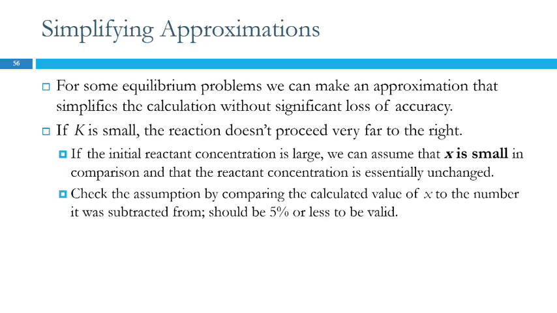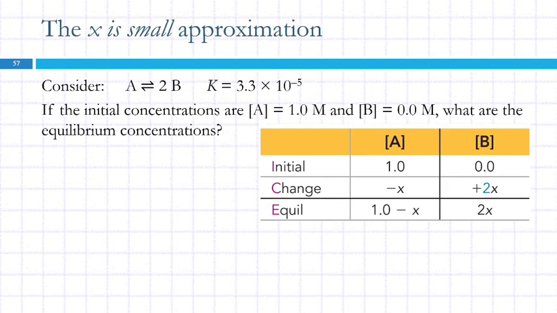We do always have to check this, though. So we check it by comparing the value of X that we calculate using this assumption to the number it was subtracted from. And it needs to be 5% or less. So if X is like 10% of what it's being subtracted from, that's going to cause an error. But if it's 0.1%, it's not going to matter. Okay, so let's see how this would work. This is known as the X is small approximation.